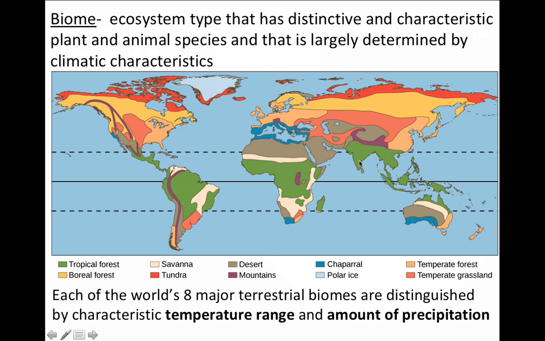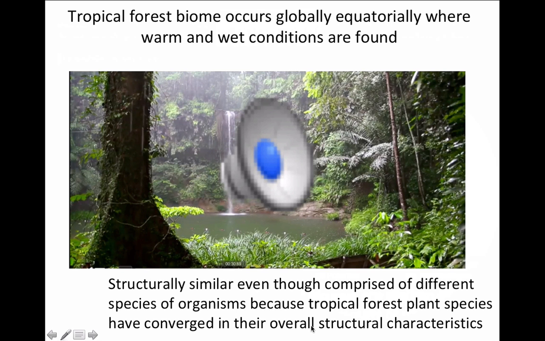And these features are really, when you get down to it, determined by two factors: temperature and the amount of precipitation. So that's really going to affect what type of ecosystem you find. And so, of course, we're focused on the tropical forest biome in this class. And it occurs globally, equatorially. That is, where it's warm, close to the equator.